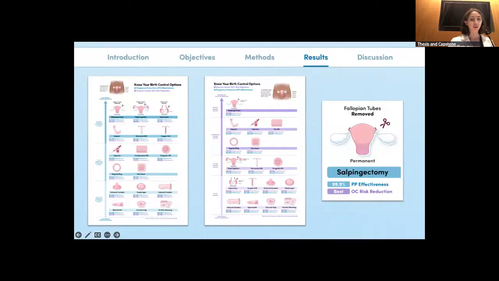Each set of posters has a different focus. The blue emphasizes pregnancy prevention, while the purple focuses on ovarian cancer risk reduction. For each option, the poster shows how effective it is at preventing pregnancy and how much it may reduce your risk for ovarian cancer. They're designed to hang in exam rooms and waiting areas, opening the door for informed conversations and shared decision-making with their providers.